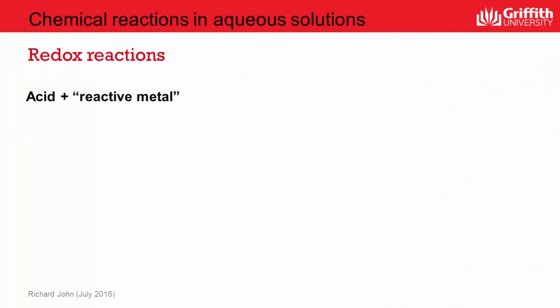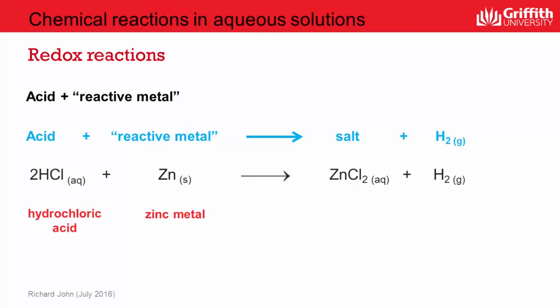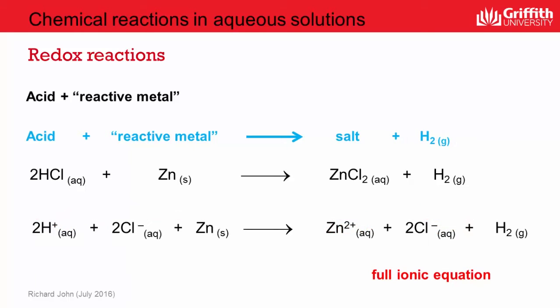We saw in the previous video an example of an acid plus a reactive metal as one of the gas-producing chemical reactions in aqueous solutions. Acid plus reactive metal gives you a salt plus hydrogen gas. The example that we used was the acid hydrochloric acid reacting with the metal zinc to produce the salt zinc chloride and elemental hydrogen gas. That's the full ionic equation for this reaction.